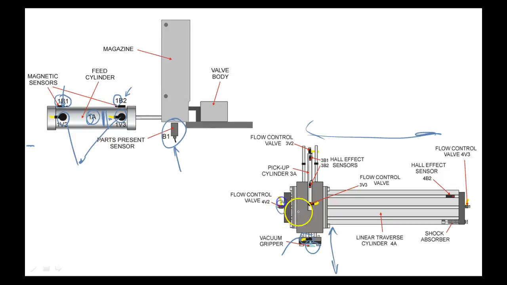So this is a flow control valve. This is what's moving it that way. This is a magnetic sensor called a Hall effect sensor we'll look at. This is part of circuit 4. Y'all understand?